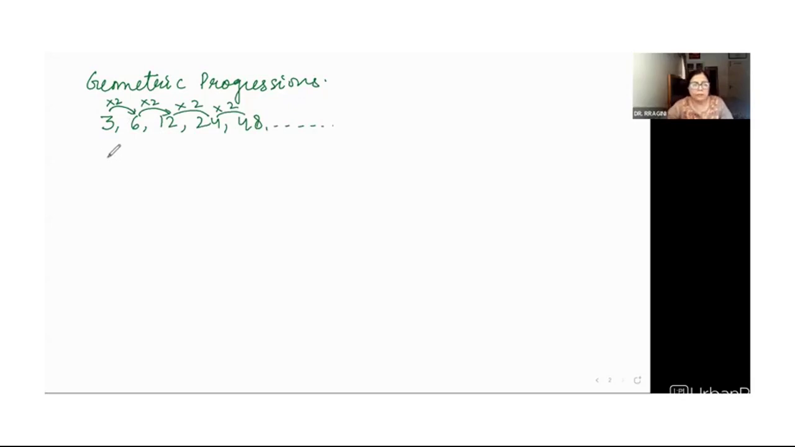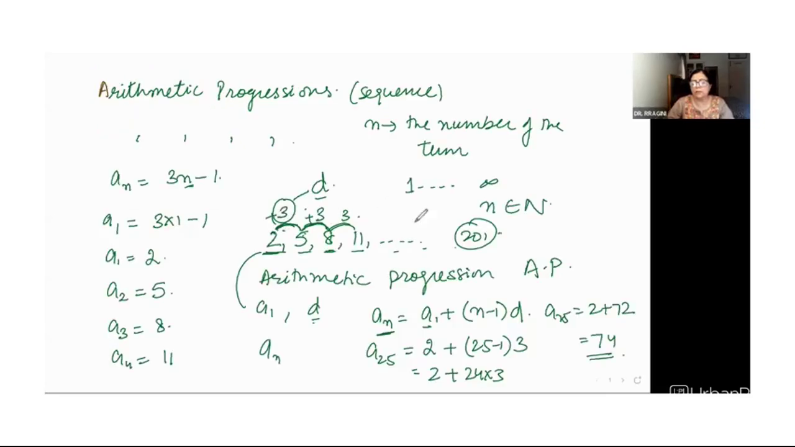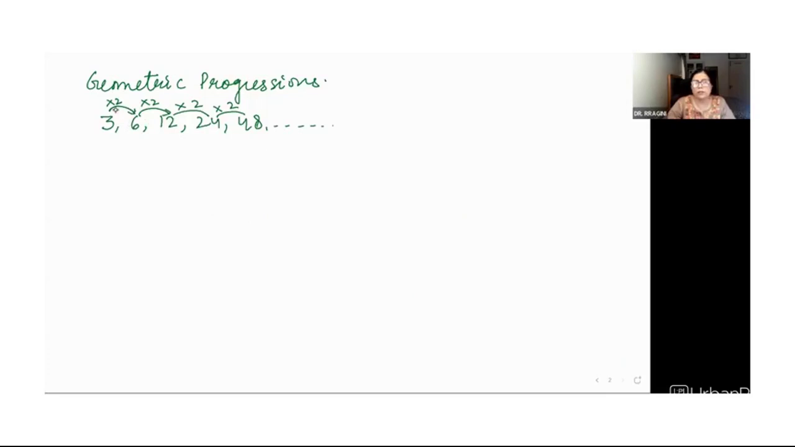The number at a previous place is getting multiplied by a constant number throughout the sequence to get the next number. So when this is the case, like earlier we had a sum, where we were adding something to get the next term. Here we are multiplying, right? We are multiplying the existing number by 2 to get the next term of the sequence. Such a sequence is called a geometric progression.